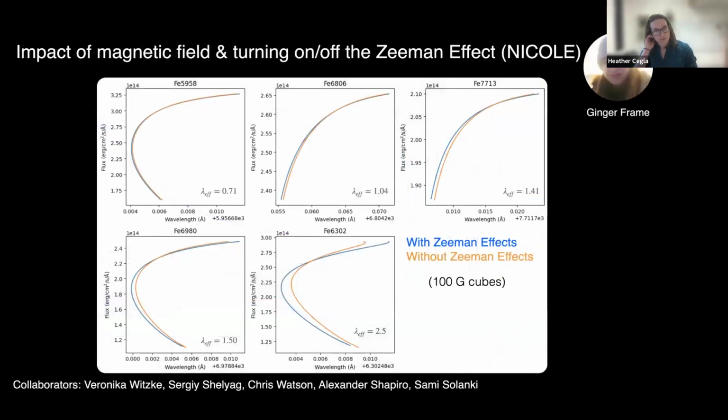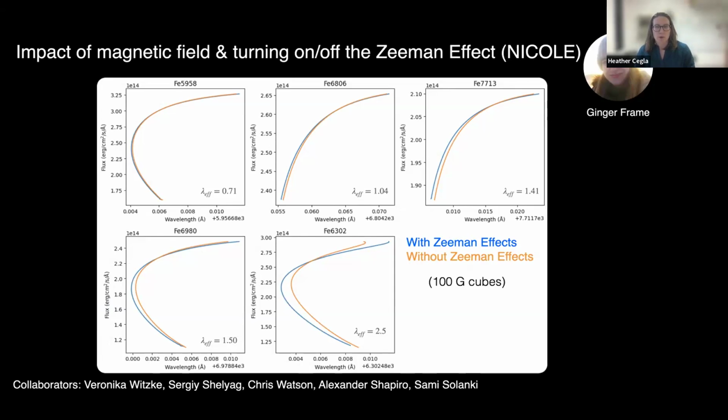But the main difference besides speed between Nicole and MPS Atlas is that the Nicole code can take into account the Zeeman effect, so the fact that you've got that broadening because of the magnetic field, whereas MPS Atlas does not. MPS Atlas will capture the fact that the temperature structure and the velocity structure have changed because the magnetic field has changed, but the specific aspect of the Zeeman effect is not captured in MPS Atlas.